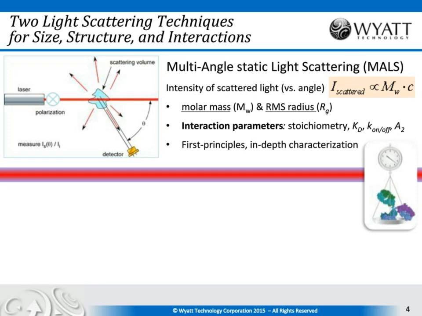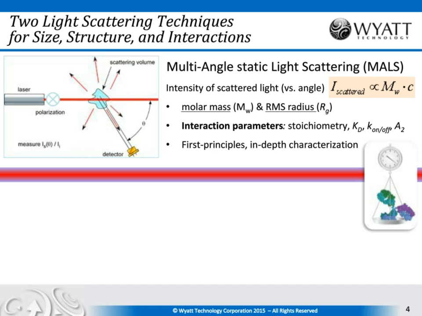Because if we measure the scattered intensity and we measure the concentration, we can determine the weighted average molecular weight of the molecules in solution. It's also possible to determine a measure of size called the root mean square radius. Without going into that deeply, that essentially gives you the average position of the mass in the particle relative to the center of gravity of that particle. It's a measure of size, which is, again, highly useful, and determined from first principles.